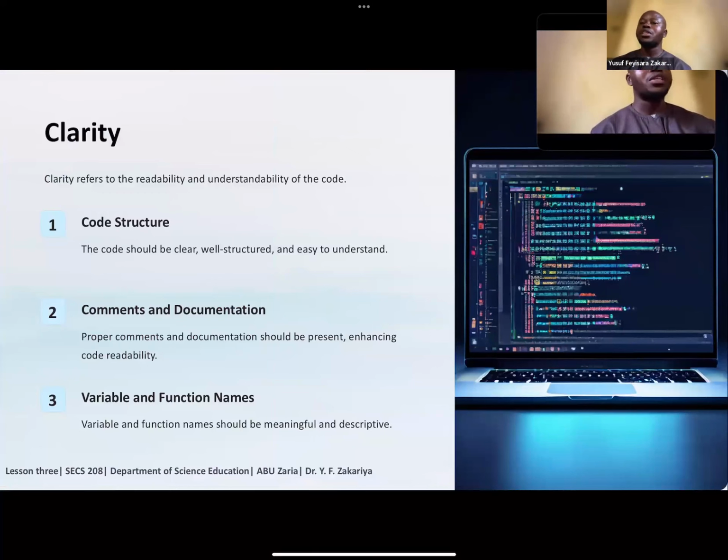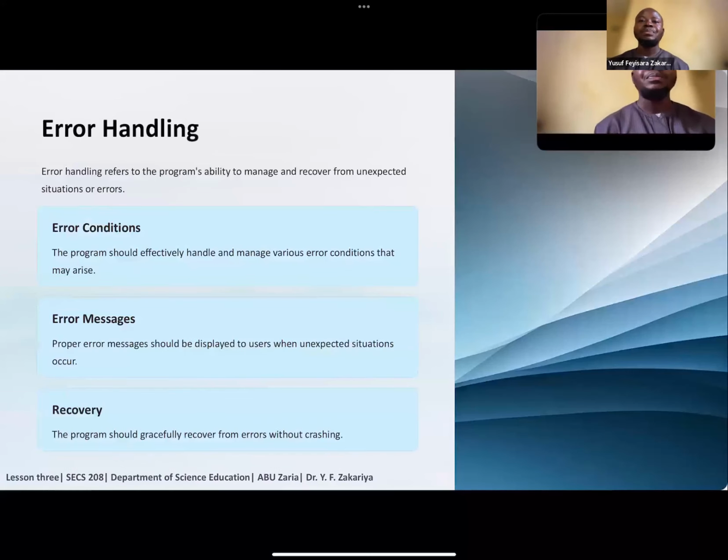The code structure, the comments and documentation, the variable and function names. These are some of the things that you are going to come across. Maybe in some of your courses in the physical sciences, they give you some projects. So you need to look at these things. These are some of the things that your lecturer will grade when they are grading your project work. So take note.